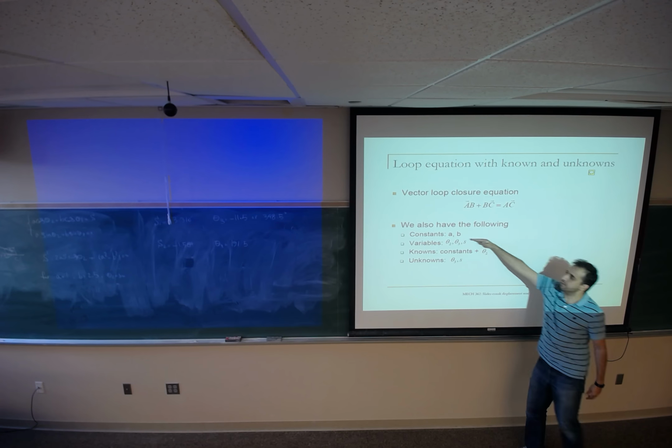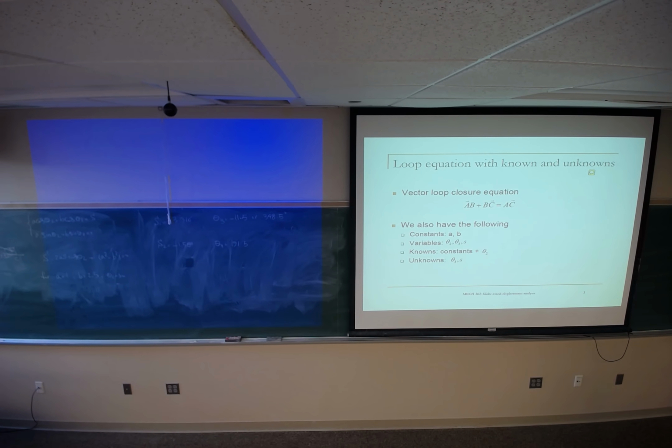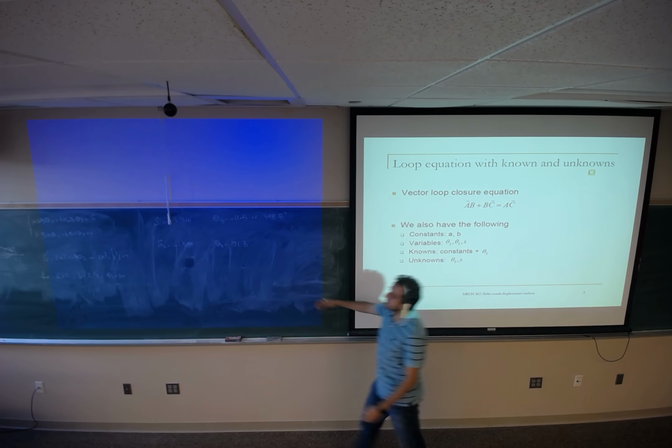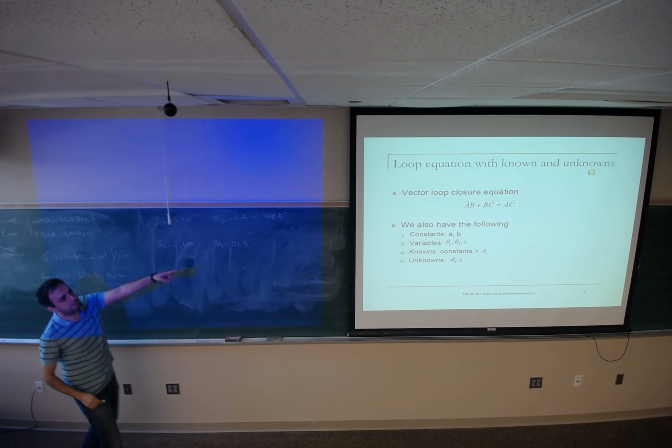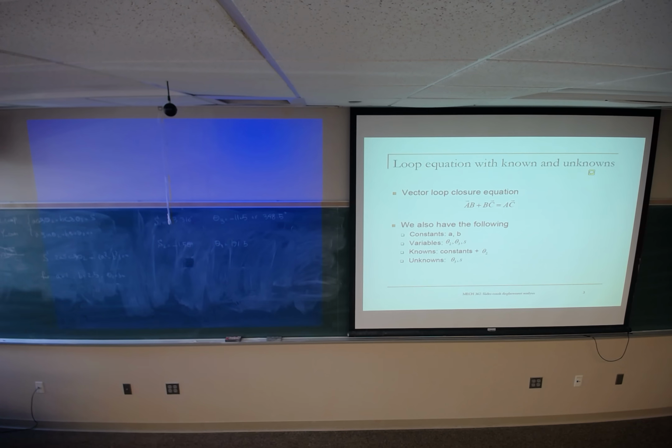For each mechanism, we need to have constant variables, knowns and unknowns. We should define them, and then we start the process. Based on the vector loop equation, we write the x component equation and the y component equation. AB has x component A times cosine of theta 2, plus BC has B times cosine of theta 3, equals AC. AC has S, the length of the link, times the cosine of the angle, which is 0. Cosine of 0 is going to be 1.